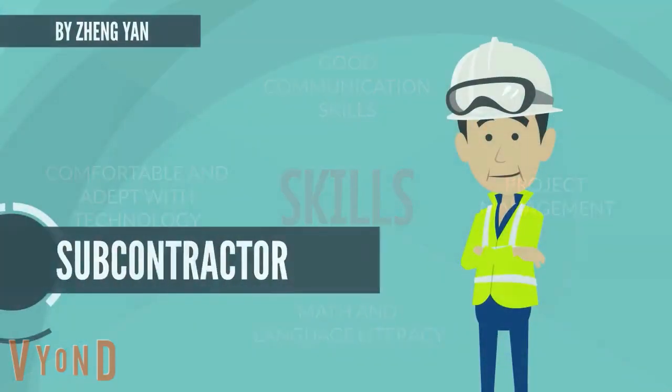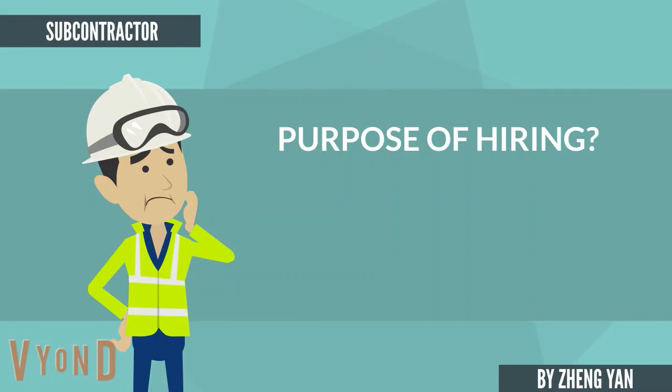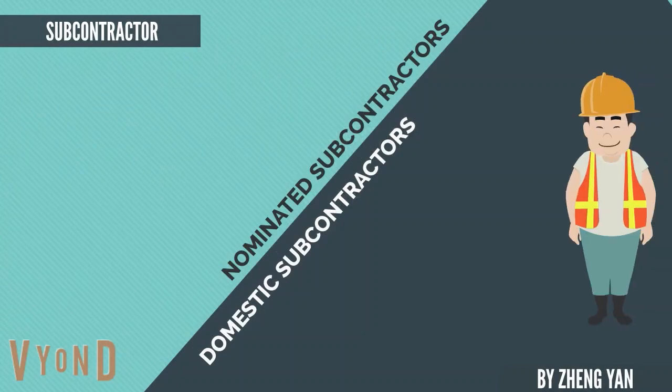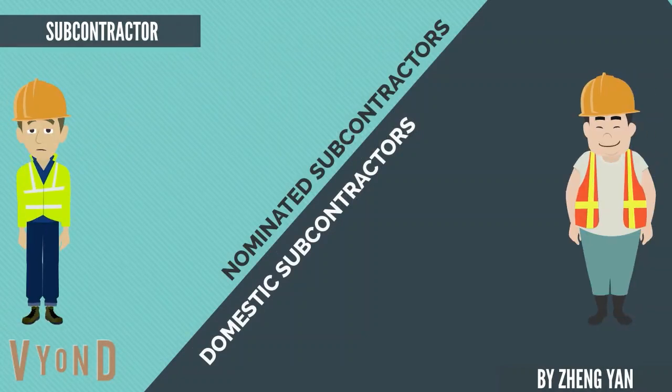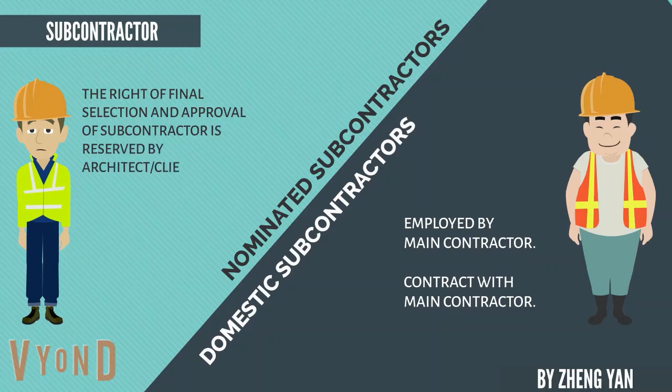The subcontractor is hired by the main contractor. The incentive to hire a subcontractor is to reduce cost and project risk. There are two types of subcontractor. One is the domestic subcontractor, another one is the nominated subcontractor. The domestic subcontractor is contracted with the main contractor and employed by the main contractor. However, with the nominated subcontractor, certain contracts permit the architect, supervising officer or client to reserve the right of the final selection and approval of the subcontractor. But the contract is still between the contractor and the subcontractor. The main contractor is permitted to make profit from the use of a nominated subcontractor.